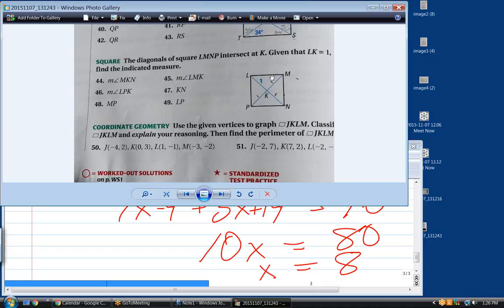What is LMK? This angle right there. We also know that the diagonals bisect the opposite angle. So what must each of these tiny ones be? 45. Correct. So the answer to 45 is 45. LPK is what? This one right here. That's also 45.